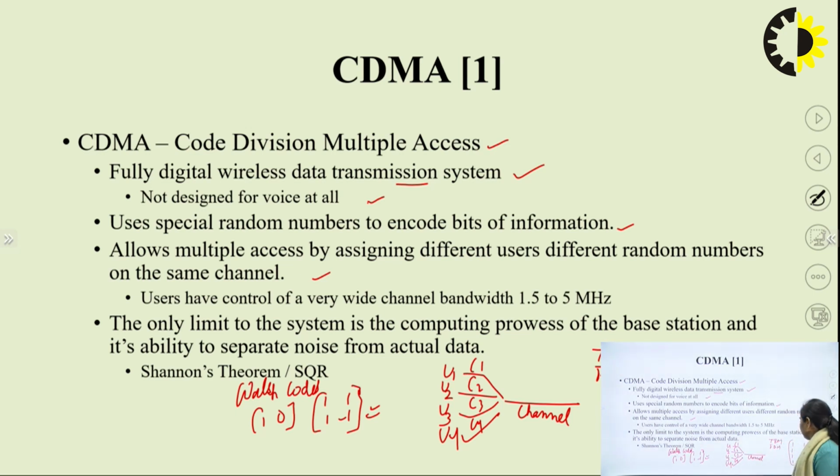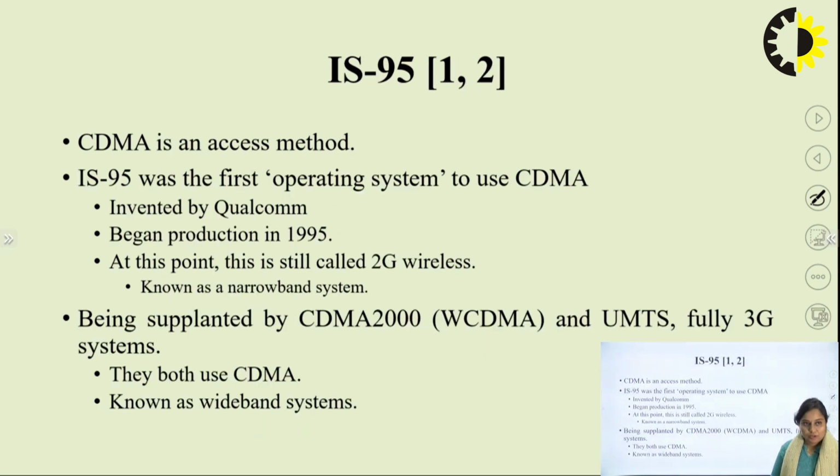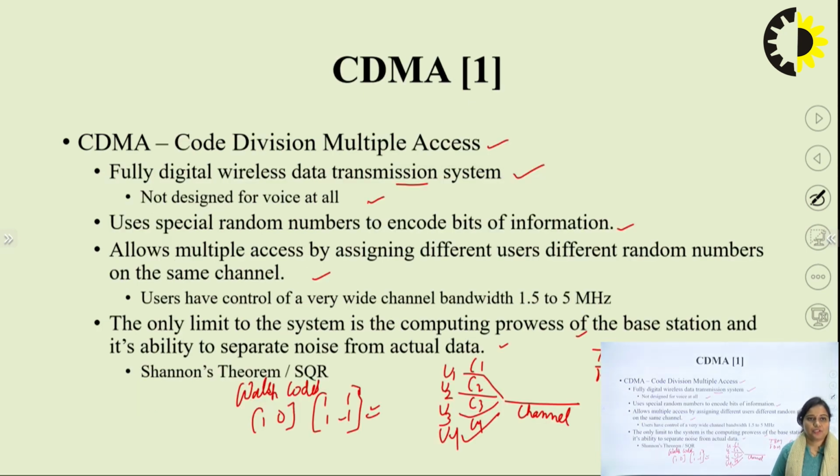Now, the only limit to the system is the computing power of the base station and its ability to separate the noise from the actual data. So, this is basically the limitation of CDMA, and it is based on this particular kind of technique, that is Shannon theorem.